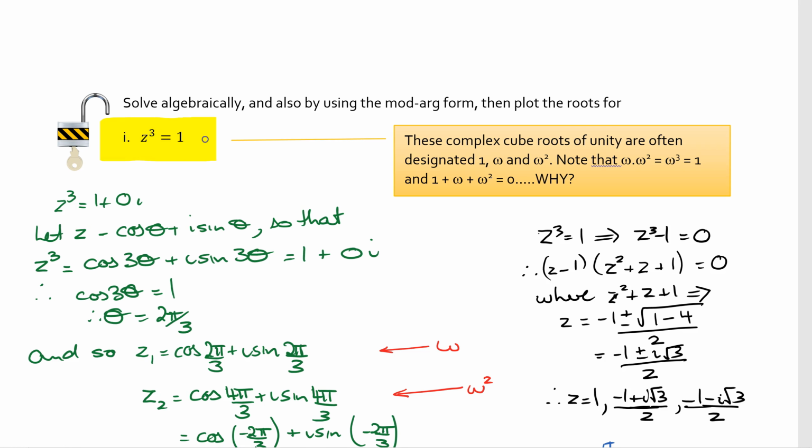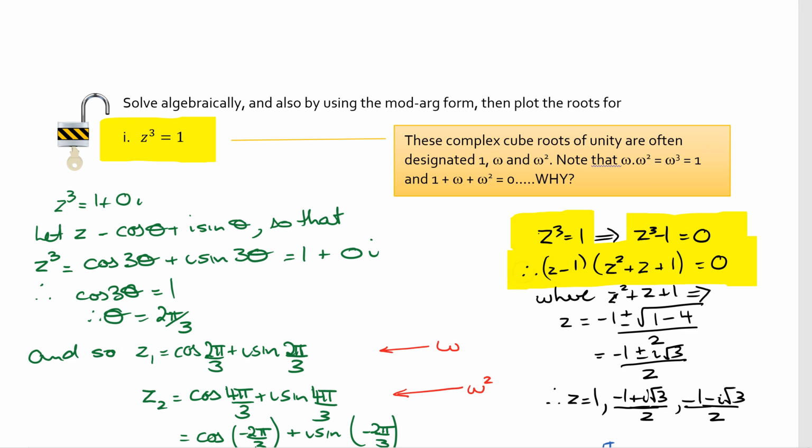So our first one is z cubed equals 1. This is a special case where we work with what are called the complex cube roots of unity. It says solve it algebraically and also by using the mod arg form. So let's look at it algebraically to begin with, and we could do this based on prelim algebra. If z cubed equals 1, then that implies z cubed minus 1 is 0. We know the formula for the difference of cubes will give us that.